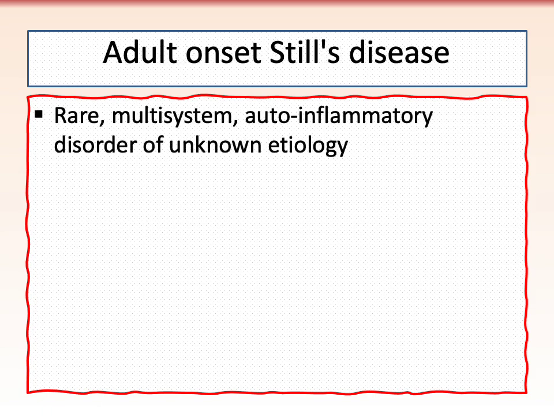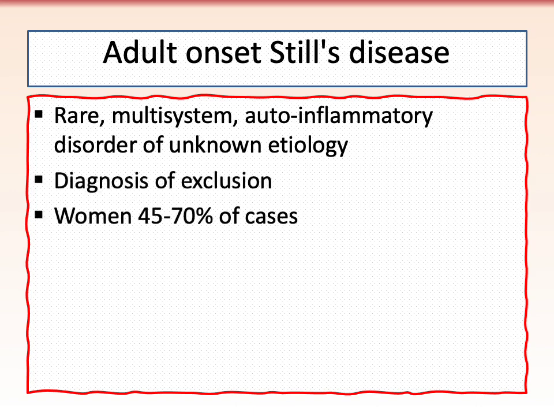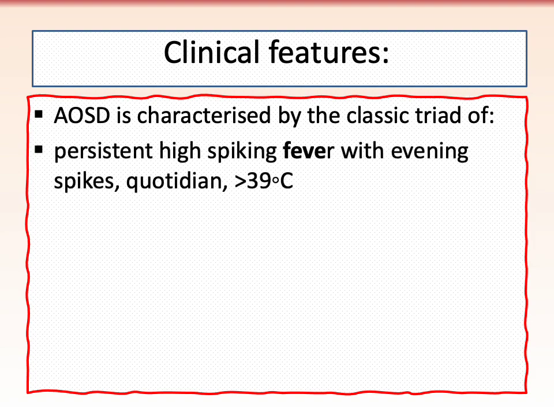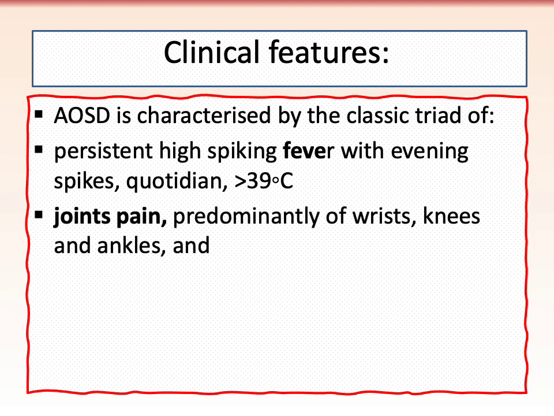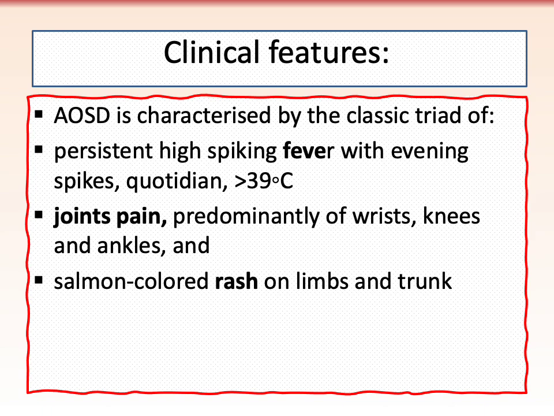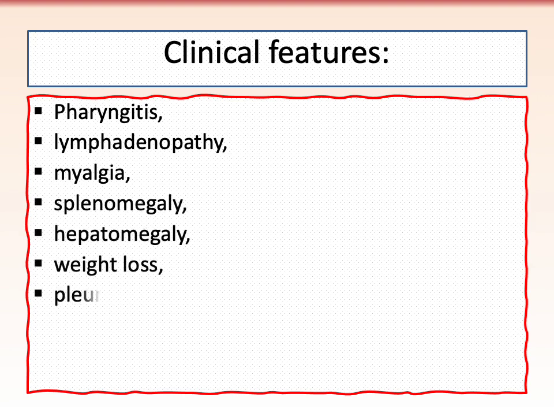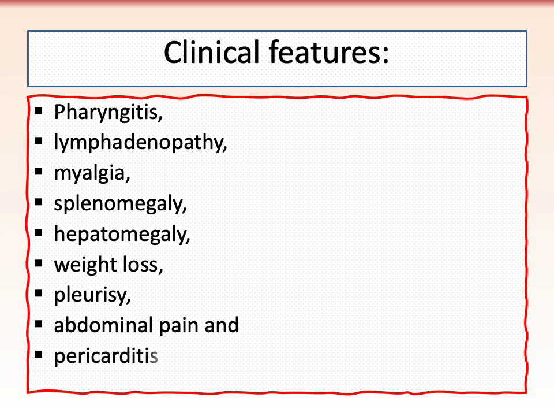Adult onset Still's disease is a rare multisystem autoinflammatory disorder of unknown etiology. It's a diagnosis of exclusion, more common in female with 2 age peaks. Still's disease is characterized by the classic triad of high spiking fever, joint pain, and rash. Other features include pharyngitis, lymphadenopathy, myalgia, splenomegaly, hepatomegaly, weight loss, pleurisy, abdominal pain, and pericarditis.